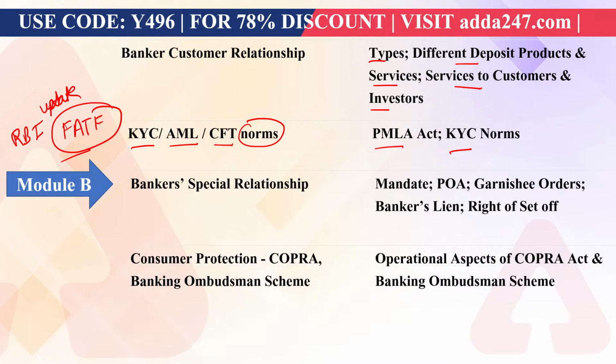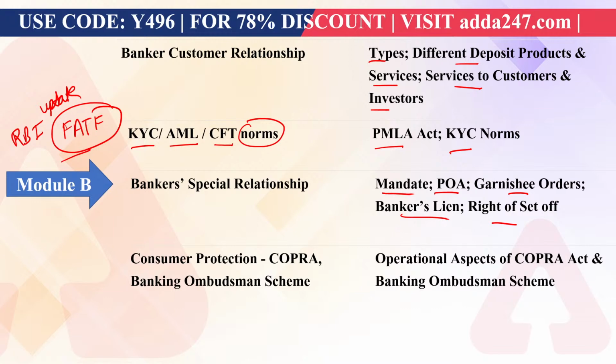Now next is banker's special relationship, in which we have to study the mandate, power of attorney, garnishee order, banker's lien, and right of set-off. These are the services provided by the bank, and they create a special relationship between the bank and the customer. We have to cover all these special relationships: what these different terms are, how they affect the banking business, and how they are useful for the customer and for the bank.